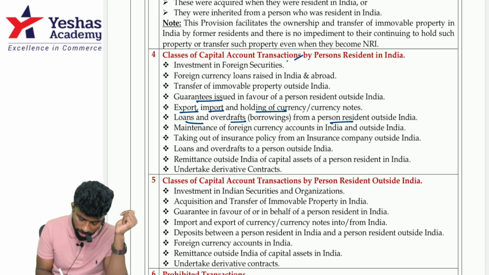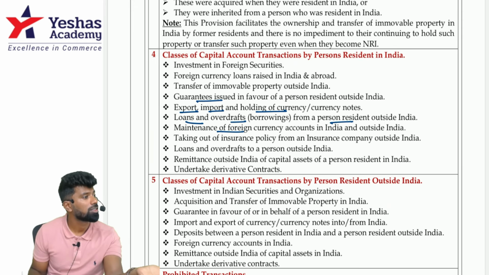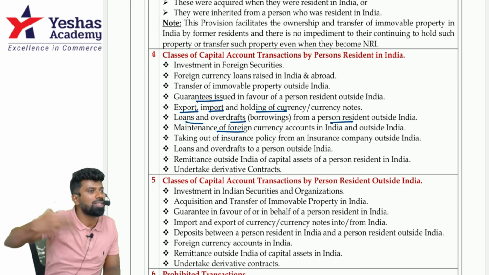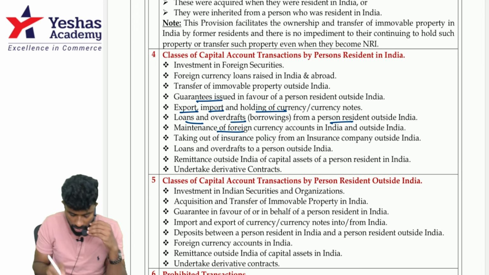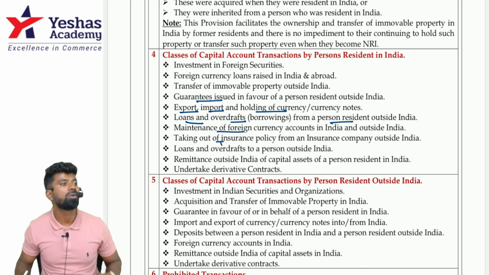Think and answer. Next one, maintenance of what account? Foreign currency account. Capital account, current account. Why? It's an asset, right? If you have an account outside India, the bank balance is what, asset? Yes or no? Next one, taking out what policy? Current account, capital account.